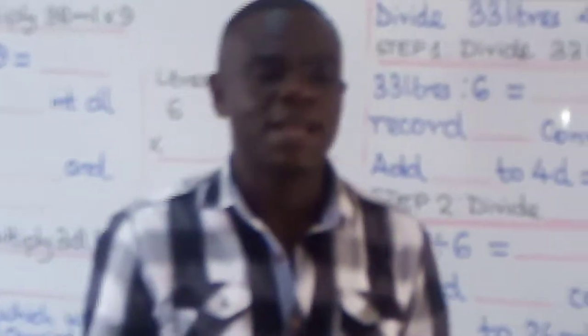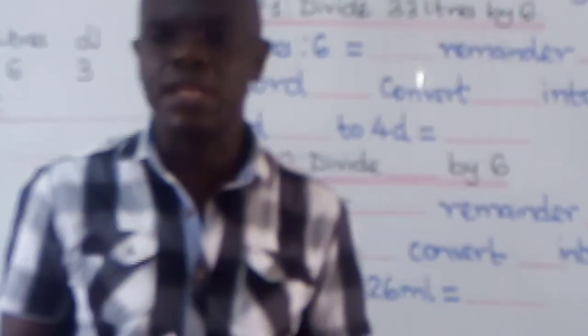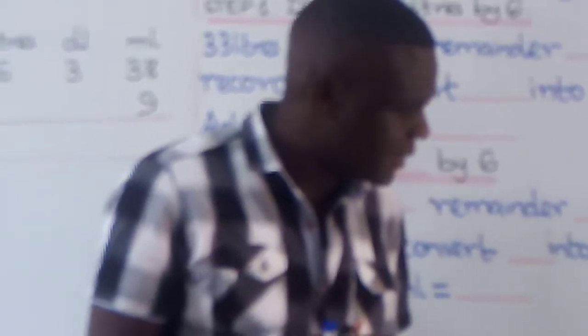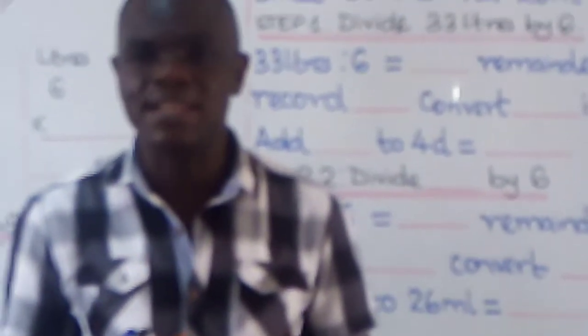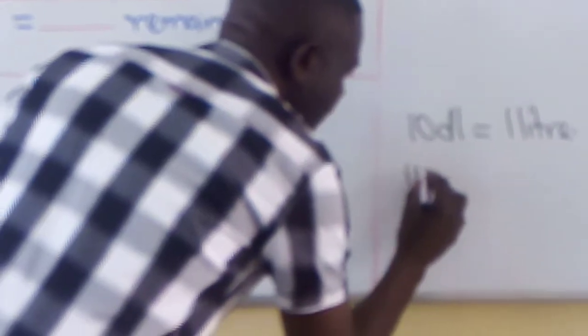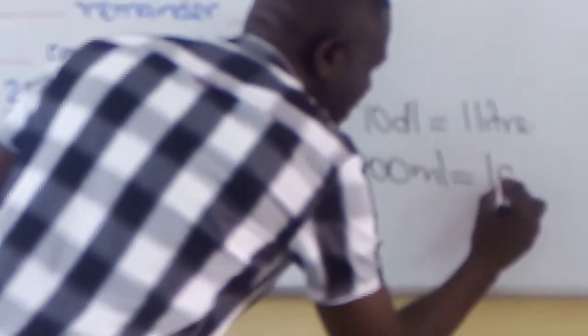How many milliliters make 1 deciliter? Angeline Adhiambo. Very good. 100 milliliters equal to 1 deciliter. Okay?